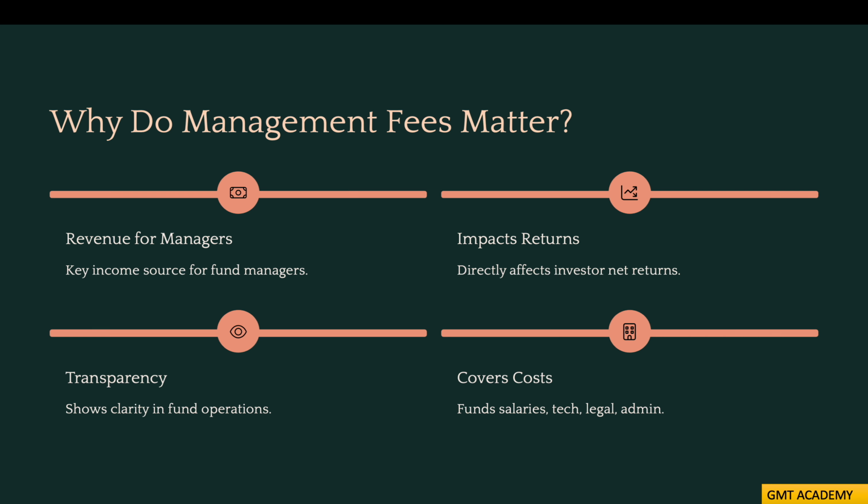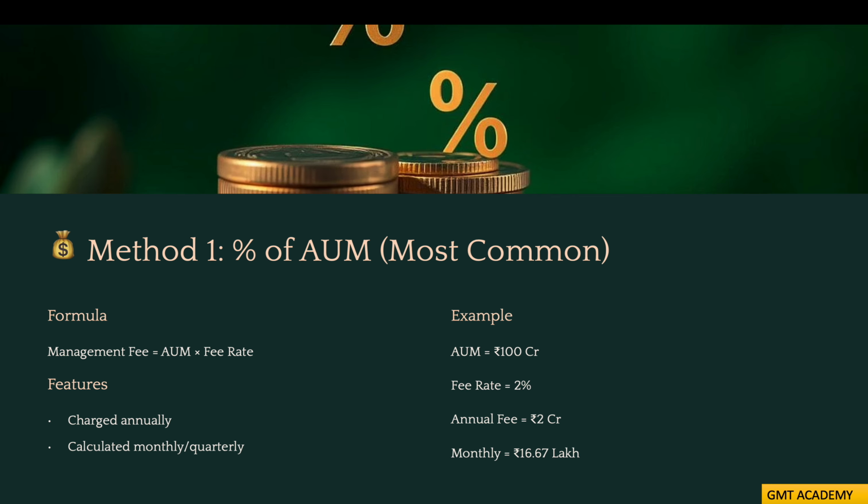So who is managing the fund? The management fee is the salary for them. There are some types, or we can say methods, of calculating a management fee. The first method is AUM based. AUM means assets under management. Whatever assets the fund is currently holding, on that basis the AUM gets calculated. So the management fee is equal to AUM multiplied by whatever fee rate they decided.